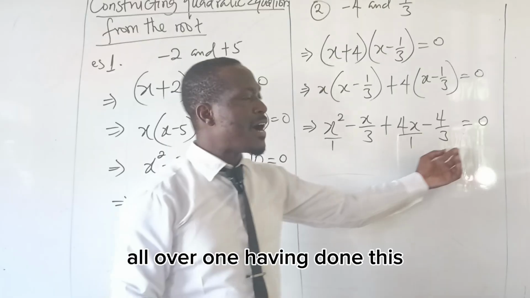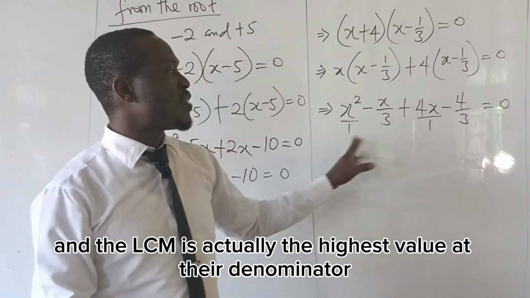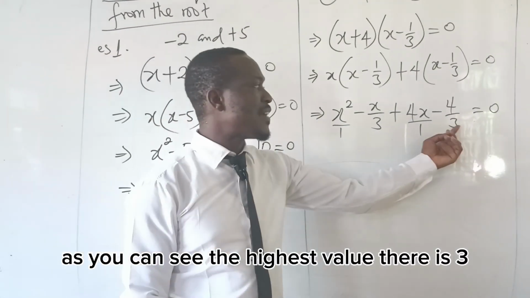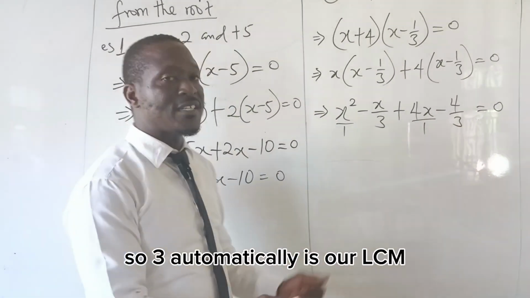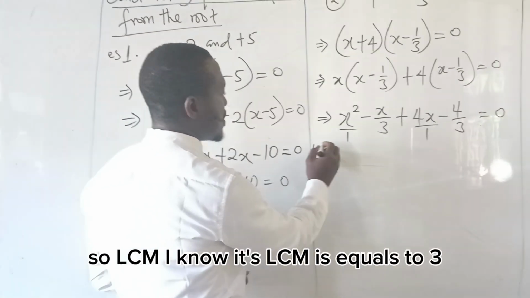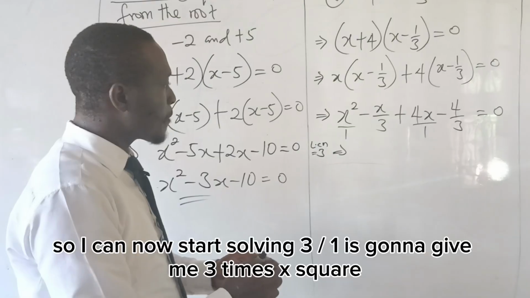Having done this, I will go straight to look for their LCM. And the LCM is actually the highest value at their denominator. As you can see, the highest value there is 3. So 3 automatically is our LCM. So LCM is equal to 3. So I can now start solving.